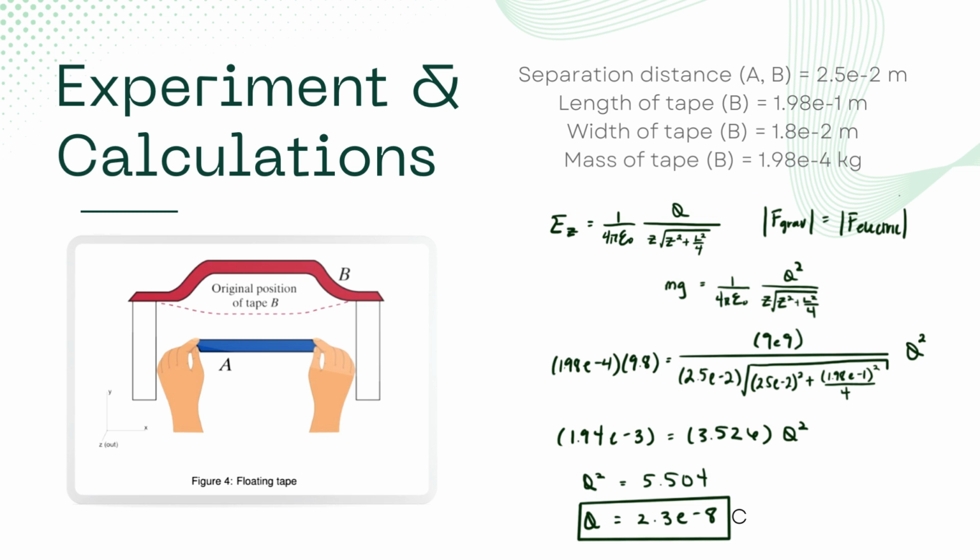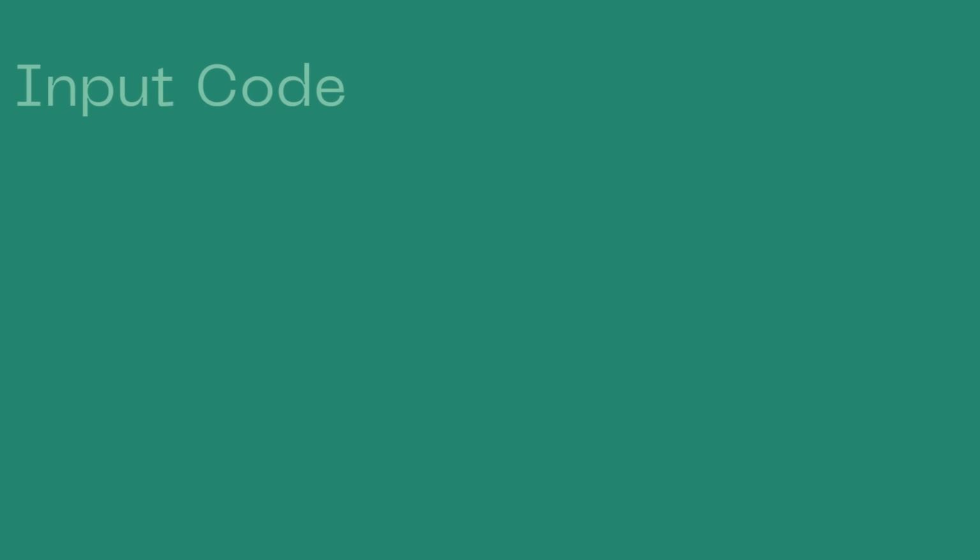The separation distance between the tape is 2.5 E minus 2 meters. The length, width, and mass of tape B are given by 1.98 E negative 1 meters, 1.8 E negative 2 meters, and 1.98 E negative 4 kilograms respectively. Using these values and the previously mentioned formula for electric field and force, I was able to solve for Q, giving me the value of the charged particle.